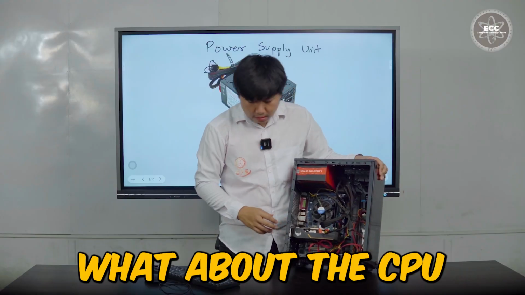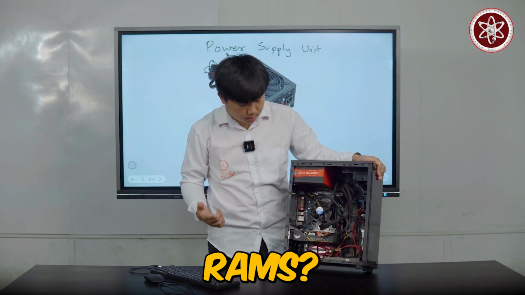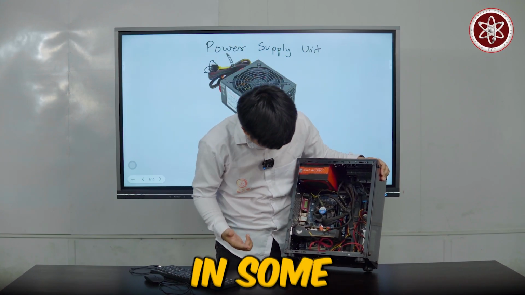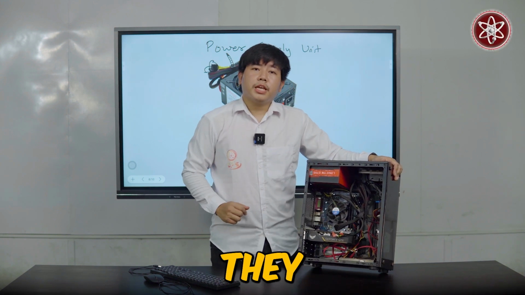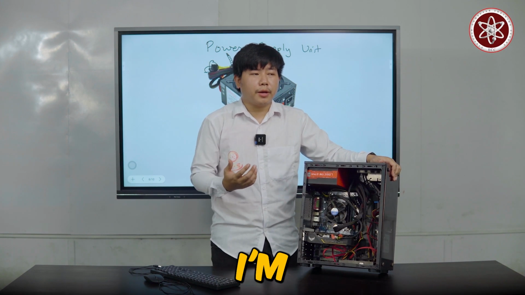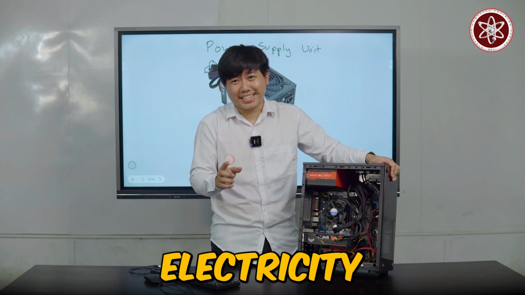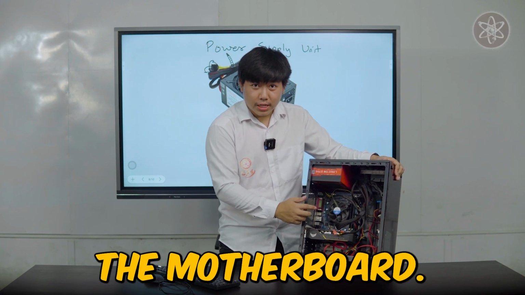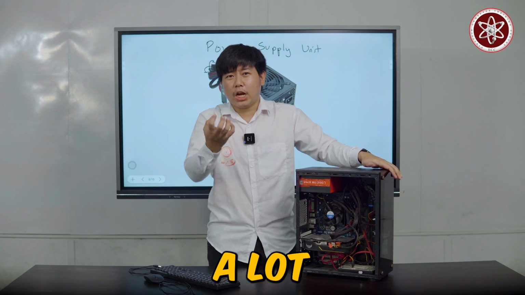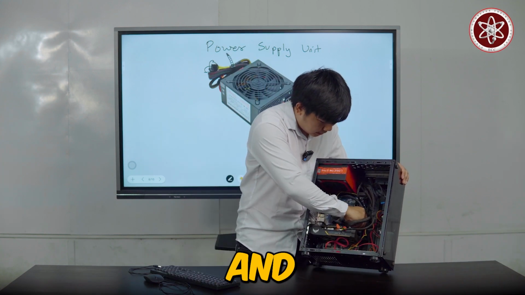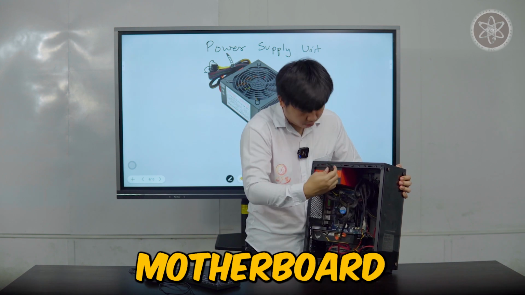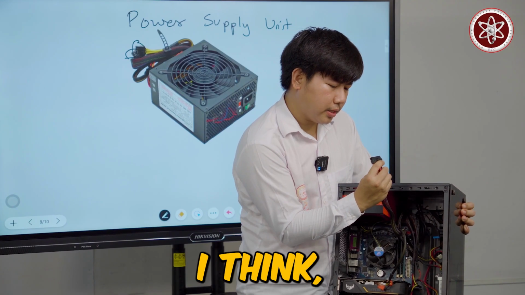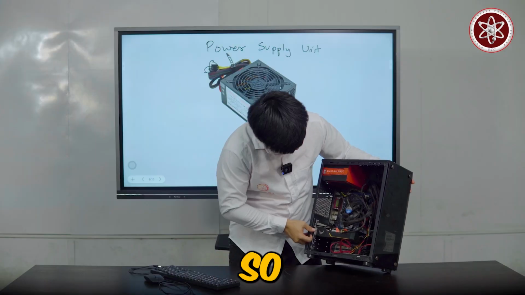So what about the CPU, RAMs, and some fans? The CPU fans acquire the electricity from the motherboard. So the motherboard has to take in a lot of electricity, and that's why the pin for the motherboard is very big. It has, I think, more than 20 pins in there.